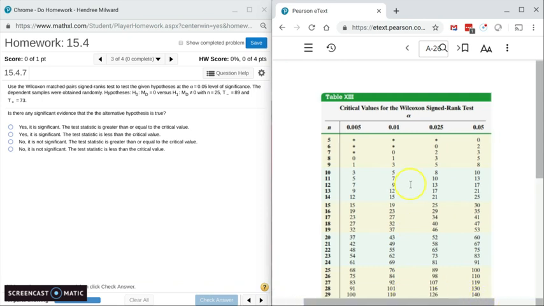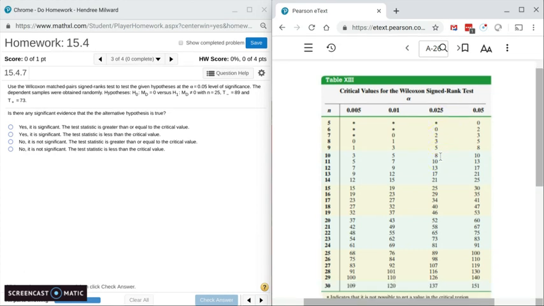Okay, and then this is a two-tailed hypothesis test, and we want it at a 5% level of confidence. So we're going to cut that in half because it's two-tailed, and we're going to look up the sample size, which is 25. Okay, so the critical value here is 89.